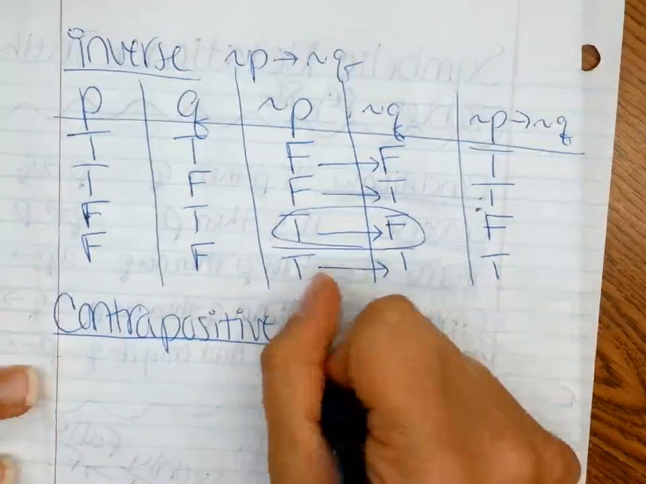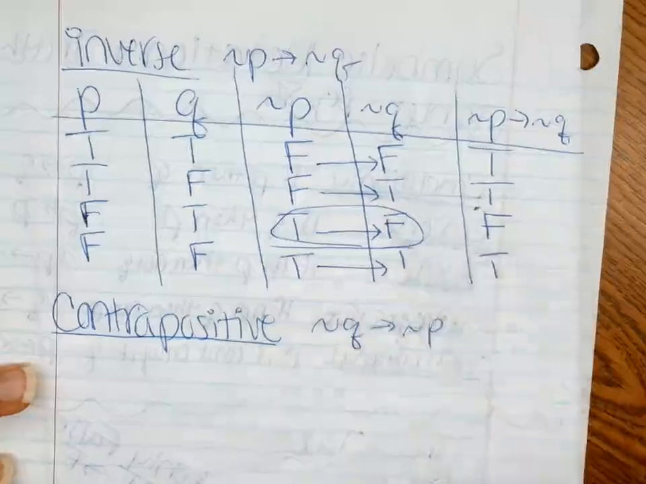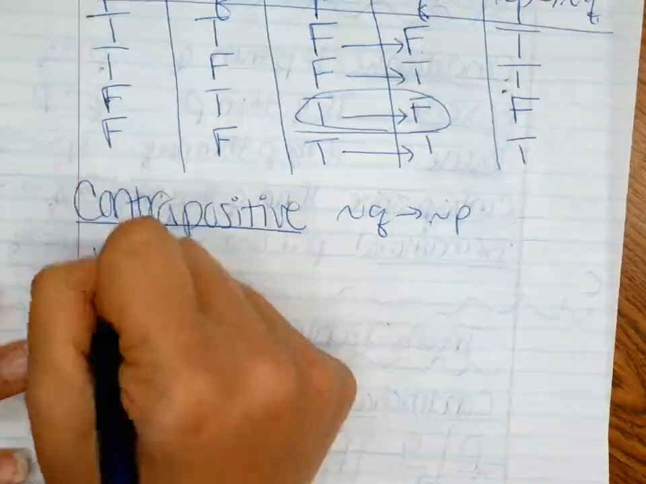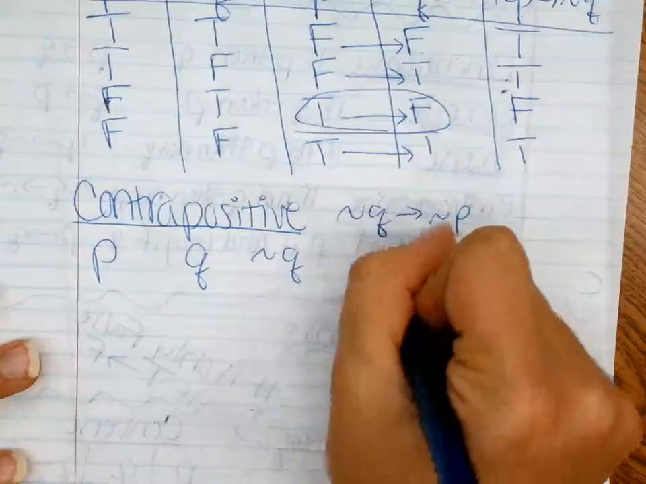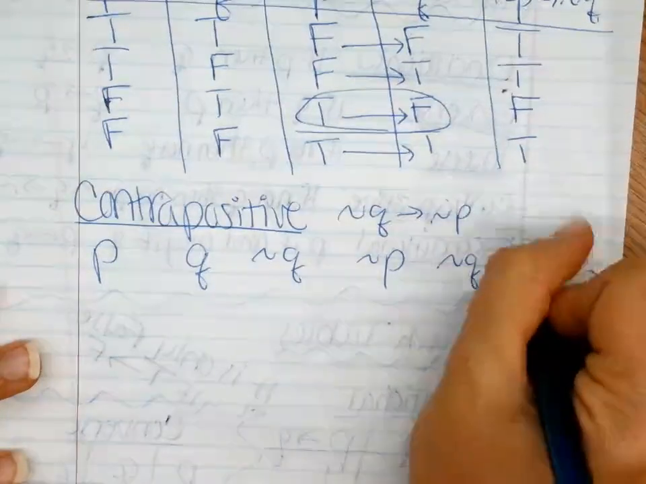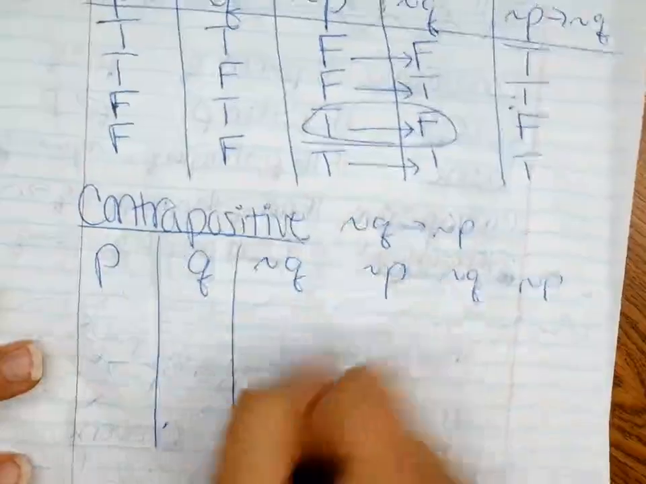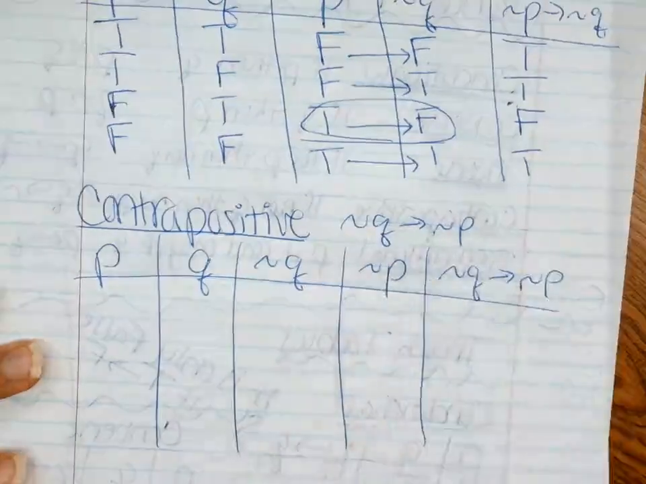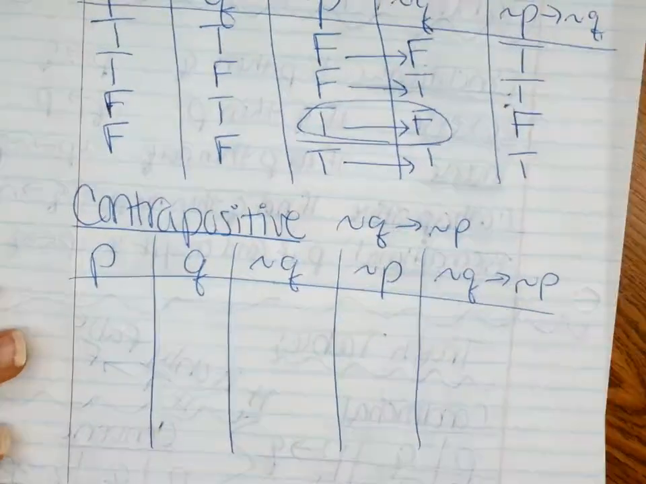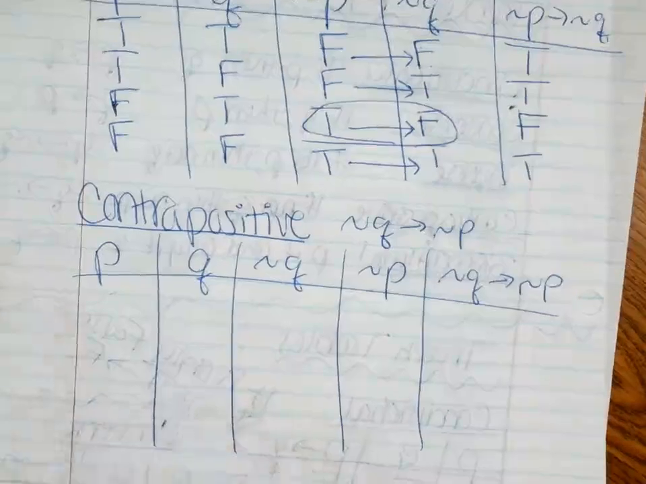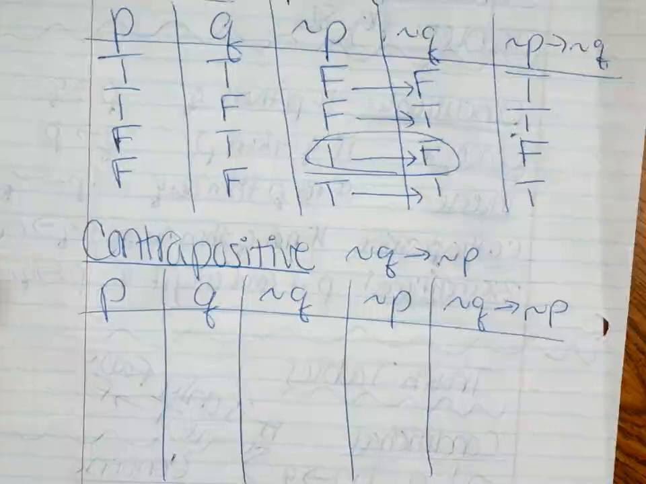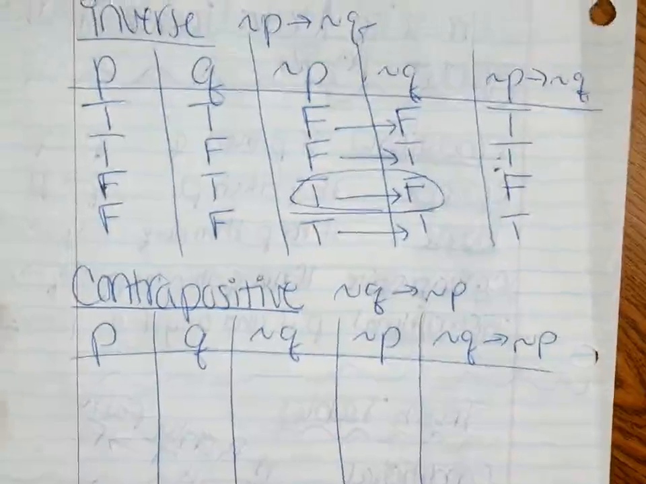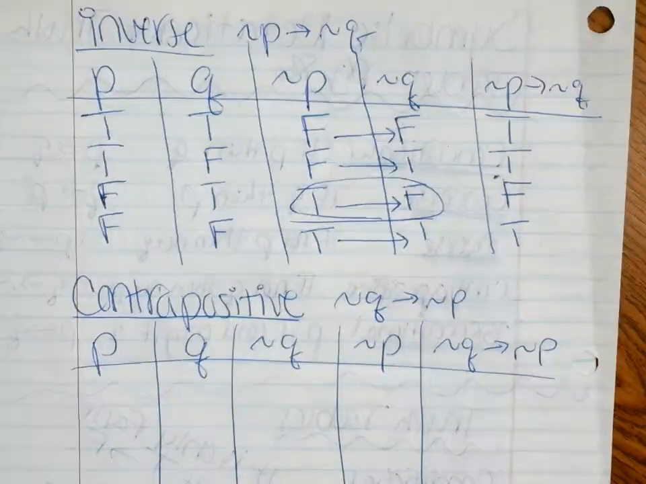Contrapositive. If not Q, then not P. So I'm going to need P, Q, not Q, not P, not Q to not P. Try to do this one. See if you guys can get it. Try to do your contrapositive. See if you guys can fill it out, and then I'll do it and see if you guys got it.